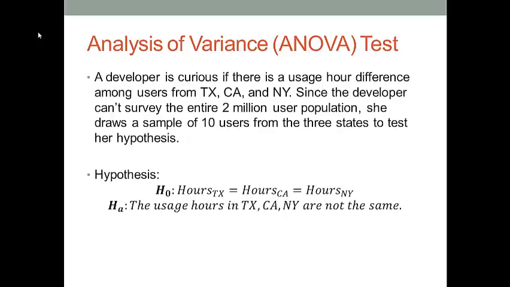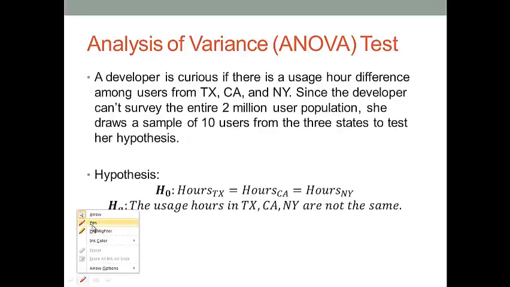in the R software. A developer is curious if there is a usage hour difference among users from Texas, California, and New York City. Since the developer cannot survey the entire 2 million user population, she draws a sample of 10 users from the 3 states to test her hypothesis. Her hypothesis can be listed as the 2 on this slide.